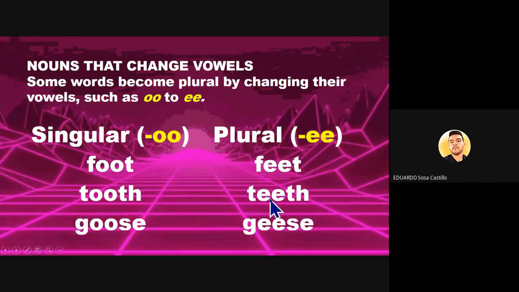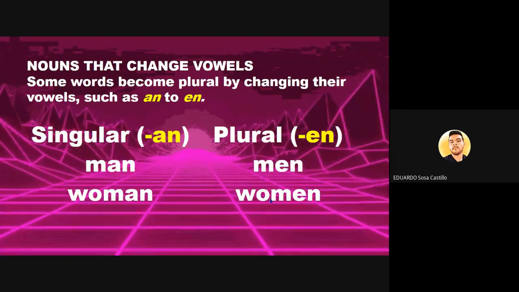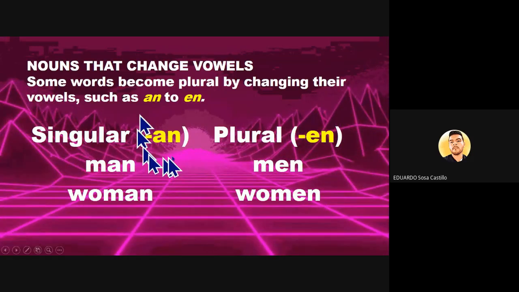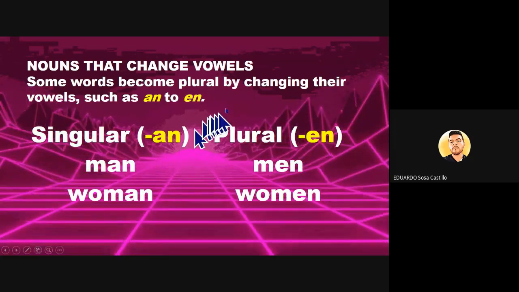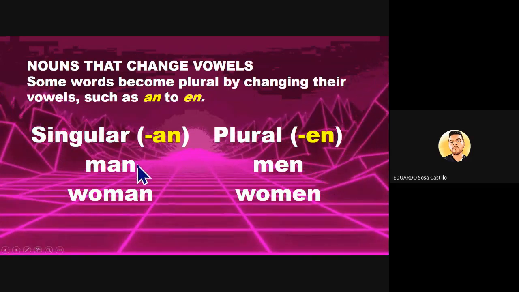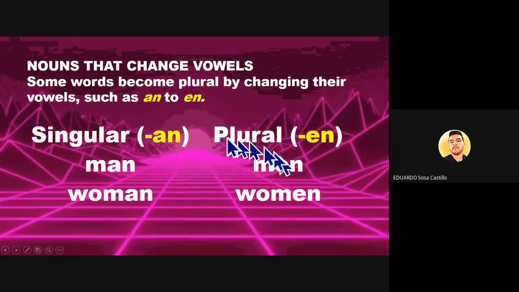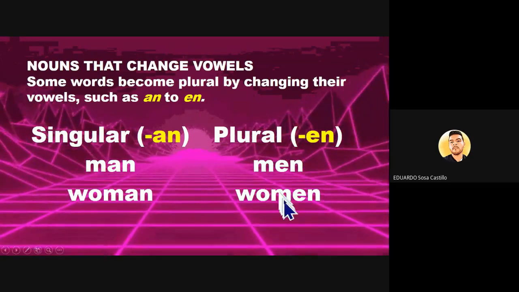It's not necessary to have a letter S. Let's go to the next one. Here are some other ones: an changes to en. For example, man, the pronunciation for the plural is men, and woman changes to women.